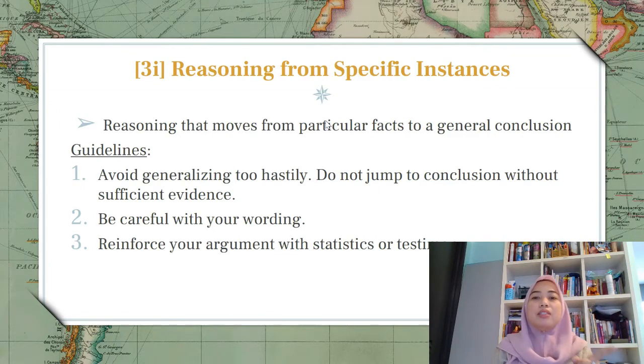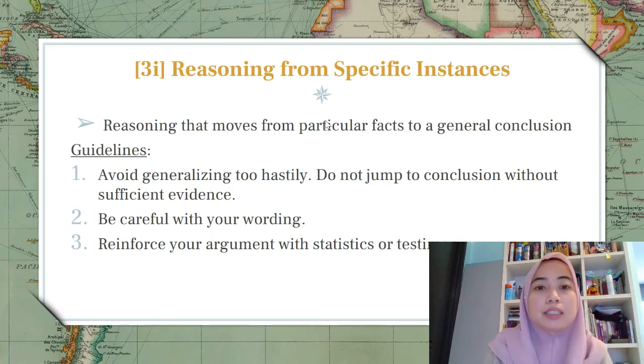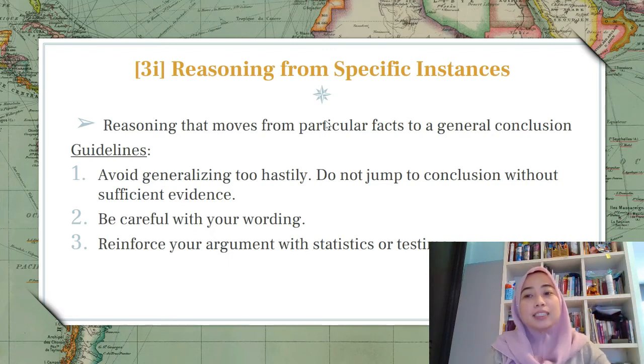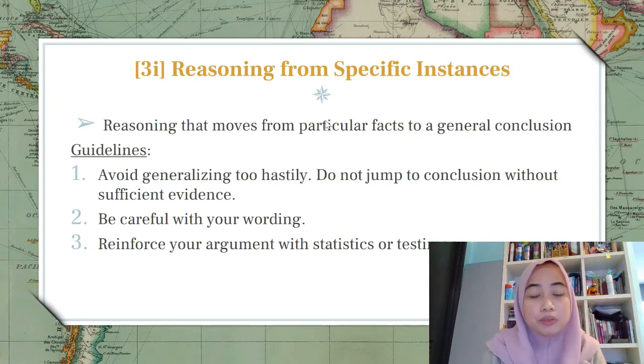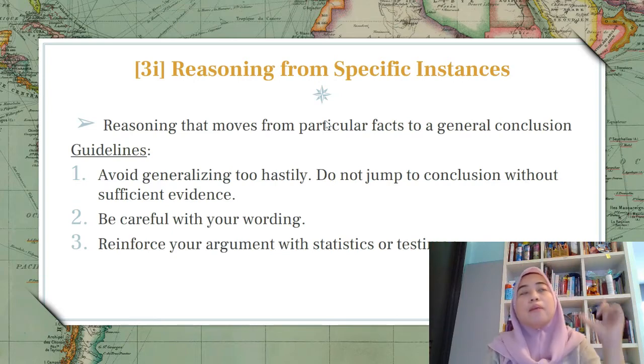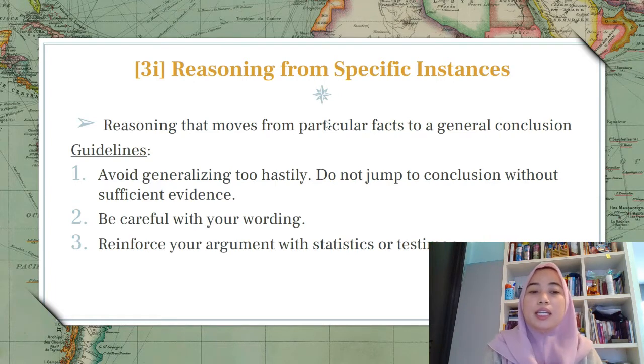So firstly, we're looking at reasoning from specific instances. This is where the argument moves from facts to a general conclusion. Basically, you have a lot of facts and you want to formulate a conclusion from those facts. There are things you have to bear in mind before you do this. Number one, you should not overgeneralize. You must not generalize too hastily. You should not jump into a conclusion without enough evidence.